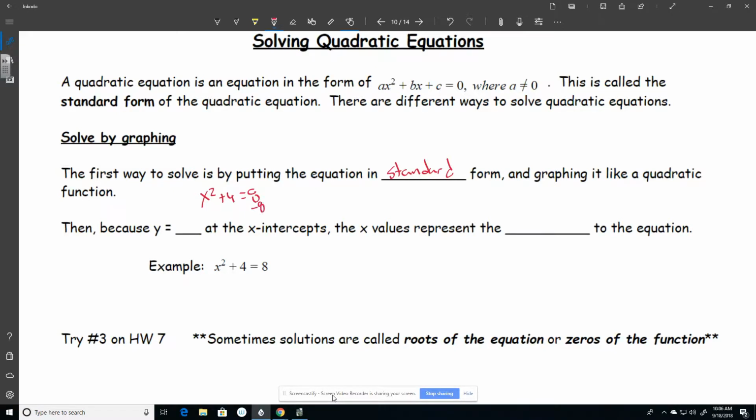So I'm going to subtract 8 from this side, and I'm going to subtract 8 from this side. So I get x squared plus 4 minus 8, which is negative 4, equals 8 minus 8. Now I have 0. So this just becomes x squared minus 4 equals 0. Now I'm in standard form. Even though there's no bx in the middle, this is the standard form because it's set equal to 0.